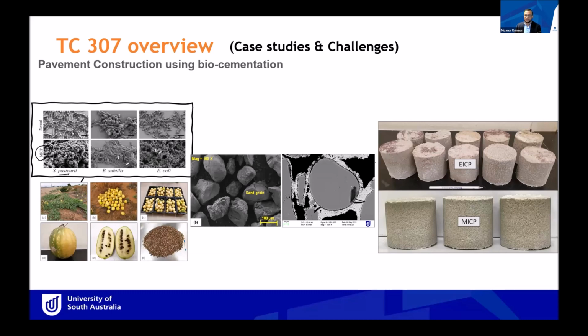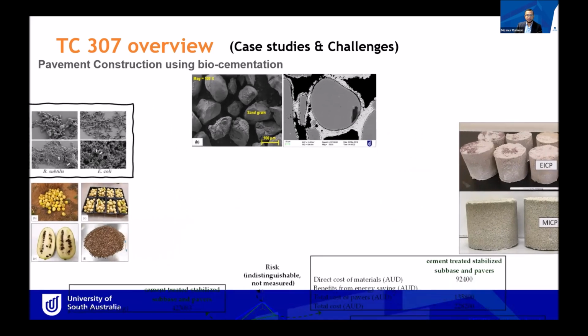These are the sand, but using plant-based enzyme. And this is cemented sand using bacteria. It's called microbial-induced calcite precipitation, and this one is enzyme-induced calcite precipitation. Now, this technology could be transferred directly to base course treatment. If we do that, then what happens?